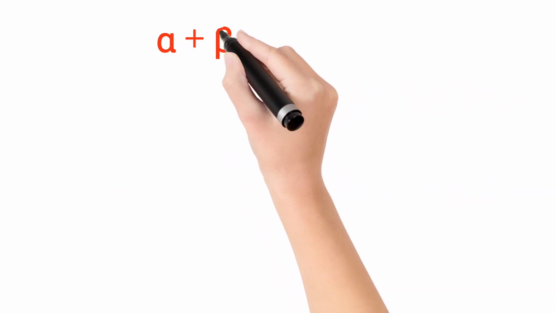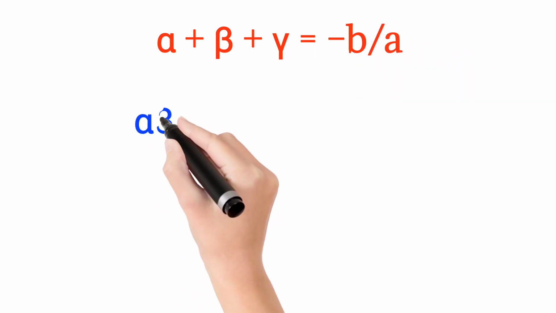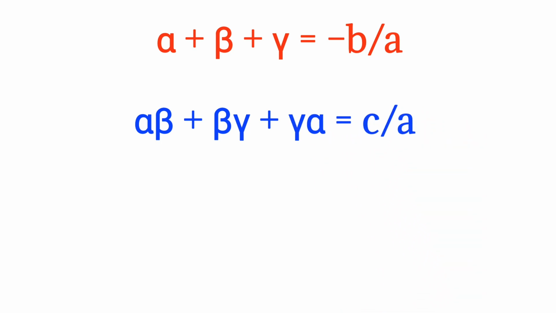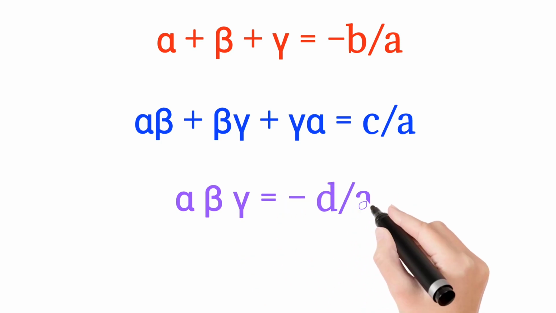Alpha plus beta plus gamma is equal to minus b upon a. Alpha beta plus beta gamma plus gamma alpha is equal to c upon a. And alpha beta gamma is equal to minus d upon a.